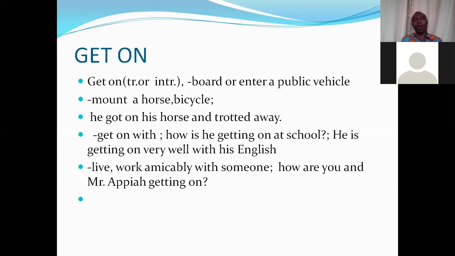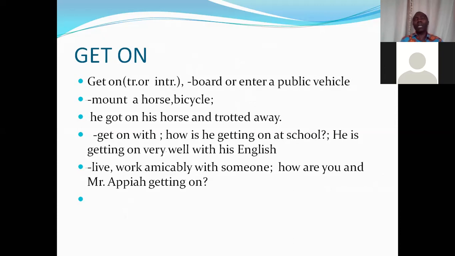Don't forget that. Off takes double F, 2F, not 1F. If you consider it to be OF, then that becomes like a preposition. But here, get off is an idiom, an expression to alight, okay? Come down, descend, to dismount. And then to get on is to board, enter a public vehicle. So that's the opposite, mount a horse or a bicycle.